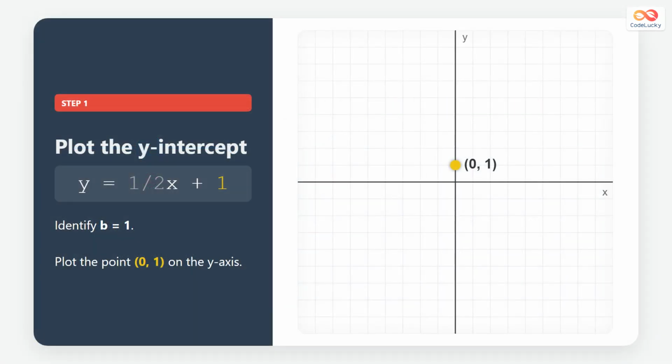Let's graph the equation y equals 1/2 x plus 1. Step 1 is to identify and plot the y-intercept. Here, b equals 1, so we place a dot at +1 on the vertical y-axis. This is our anchor point.